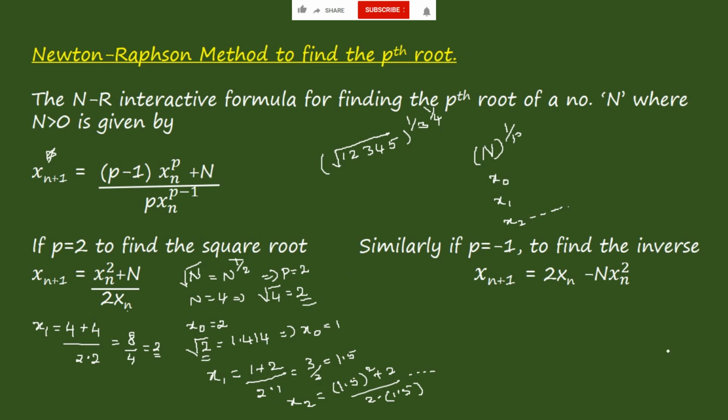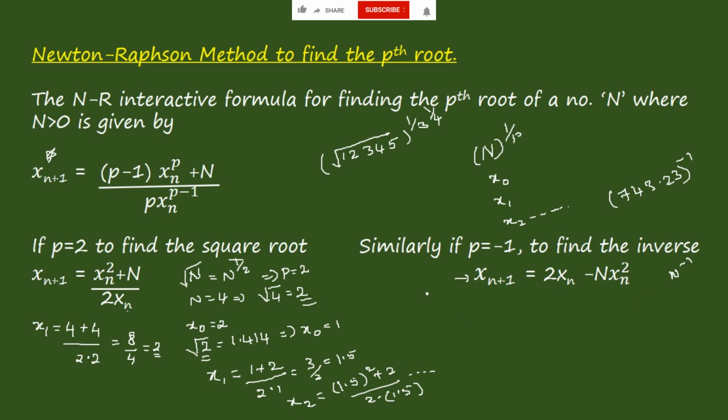Now find the inverse of a number. If you have a number like 7, 4, 3.23, and you want to find the inverse of this particular number, then we can use the Newton-Raphson formula. It's x of n plus 1 is equal to 2 into x of n minus n into x of n square. That's nothing but n inverse when you find it out.